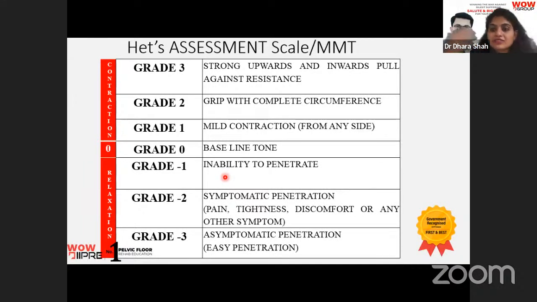When you check the strength component, once you are inside, you ask the patient to squeeze, and when the patient is squeezing, if you can feel a mild contraction from any one side, that is grade 1. A complete circumferential grip is grade 2. And a strong upwards and inwards pull against resistance is grade 3.